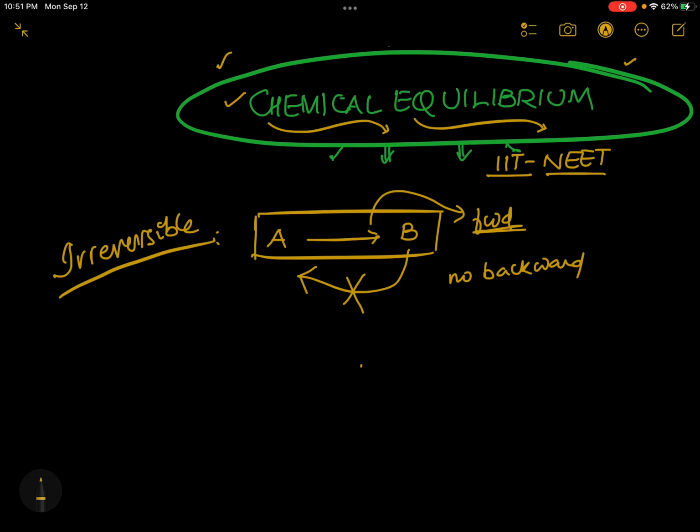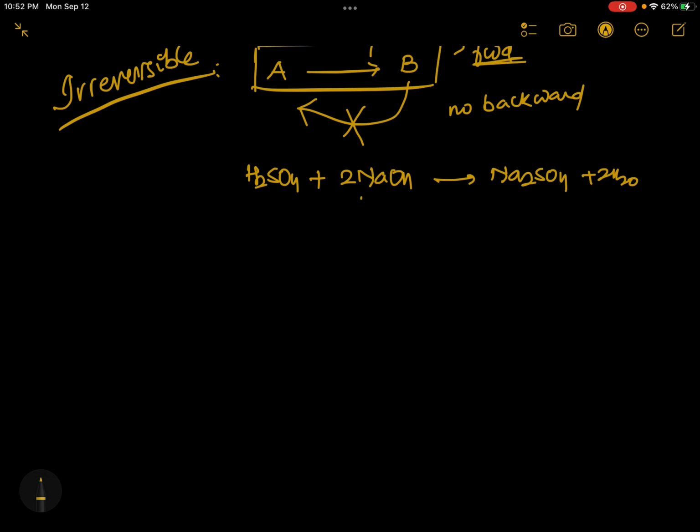Irreversible reactions you can take like neutralization reactions. For example, H2SO4 plus 2NaOH gives Na2SO4 plus H2O. This is a neutralization reaction, or you can take explosion reactions or precipitation reactions. All these reactions are irreversible. And then there are reversible reactions.